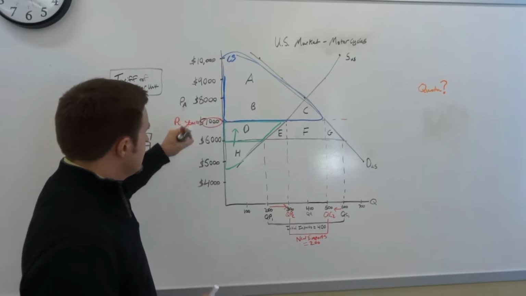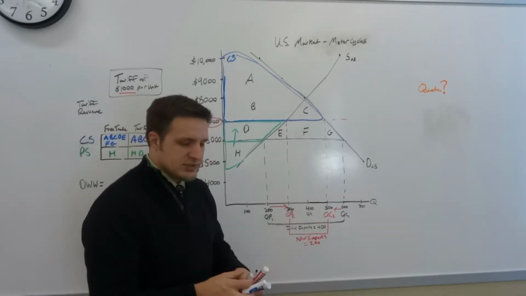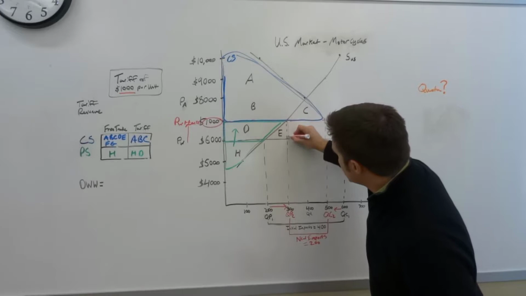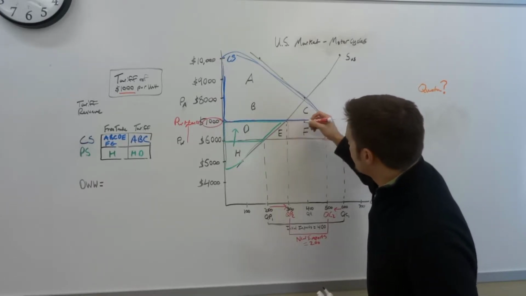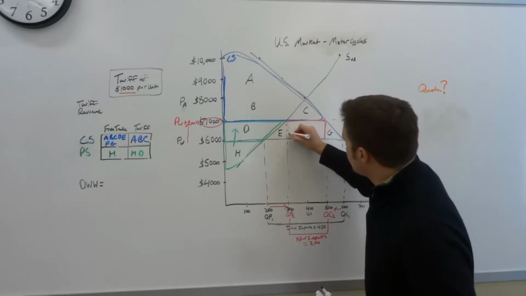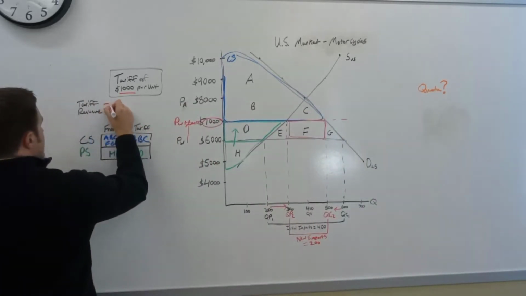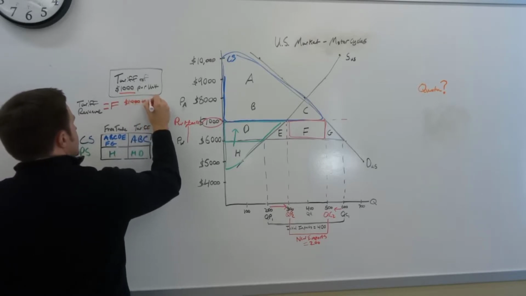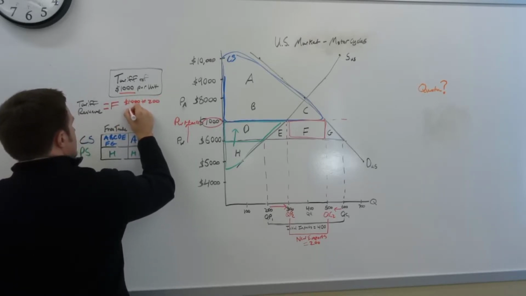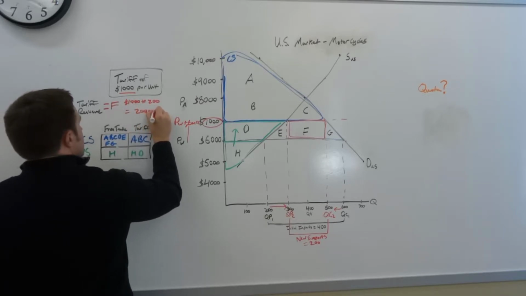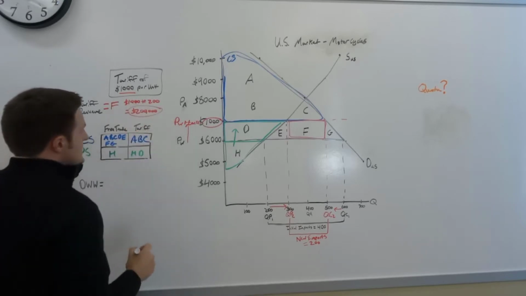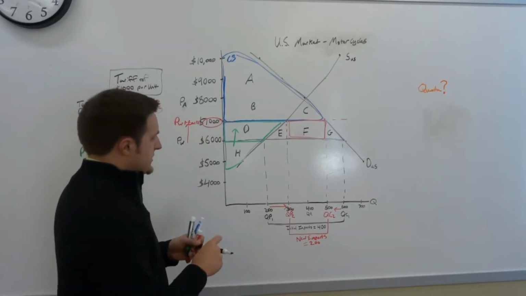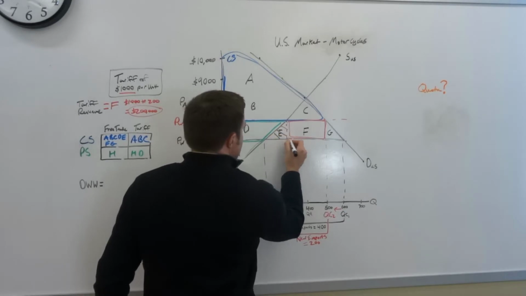So what happens to everything else? Well, if we have a $1,000 tariff and we are importing 200 units, this box here of area F is going to represent the tariff revenue. So $1,000 times 200 gives you $200,000 that goes to the government. So the area F represents the tariff revenue. Well, what about E and G? E and G become deadweight loss.